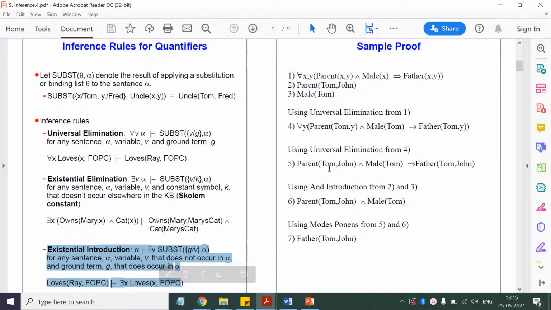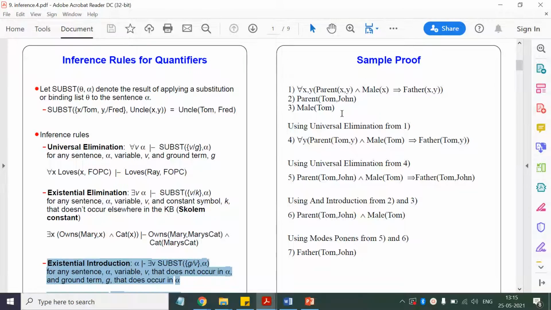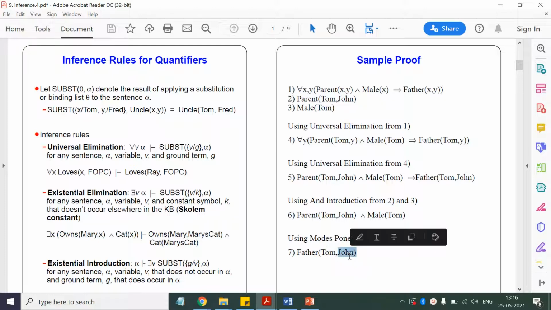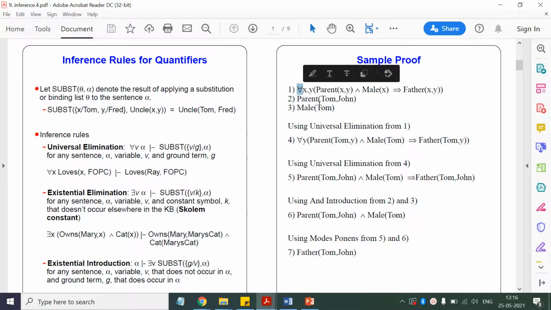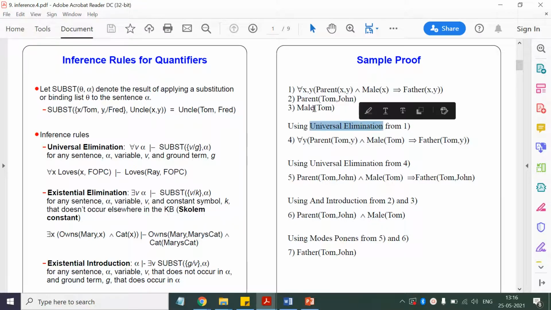Okay, now one example is given here. So these are the given facts in our knowledge base, and we want to derive father Tom John. So it says Tom is a father of John. Okay, so these are the given facts. So let us derive. Okay, so now what is our aim? Our aim is to remove these quantifiers. So we have universal quantifier here, so we have to apply universal elimination.